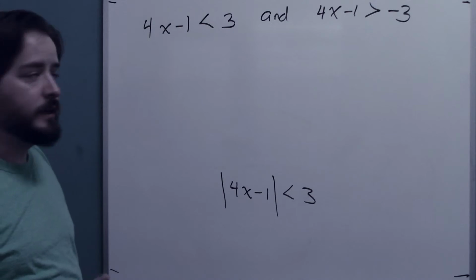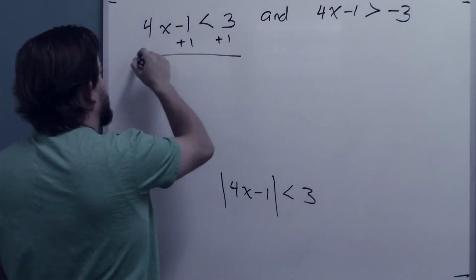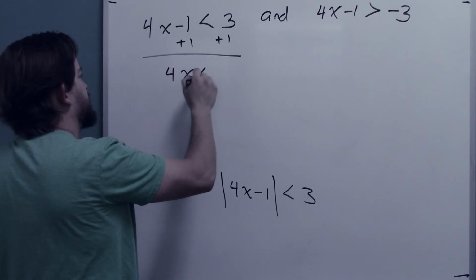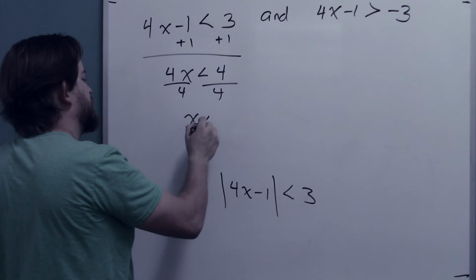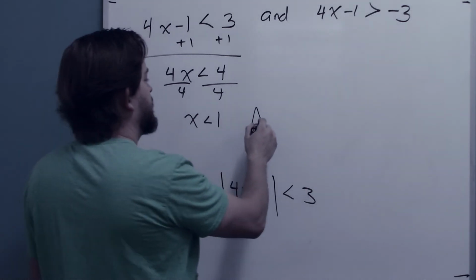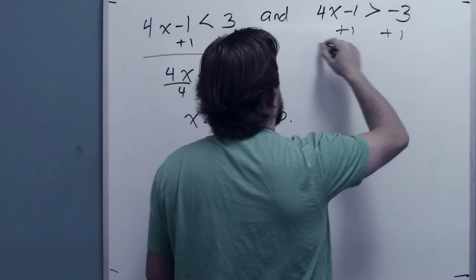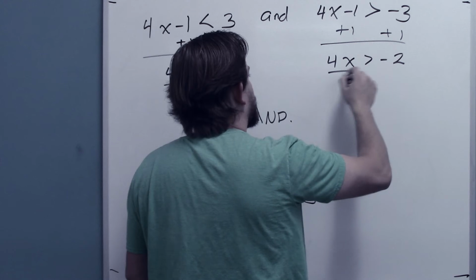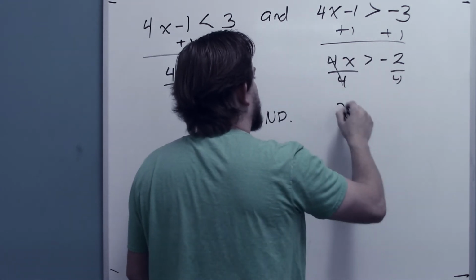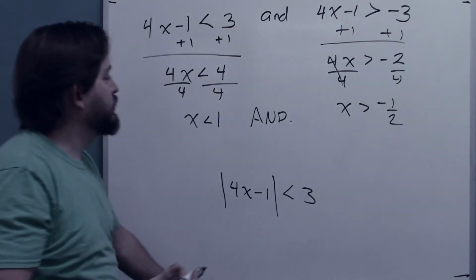And then I just solve these, right? Add 1, leaving me with 4x is less than 4. Divide by 4, and I get x is less than 1. And add 1, that gives me 4x is greater than negative 2. Divide by 4, and that gives me x is greater than negative 1/2. Right? So I've solved it.